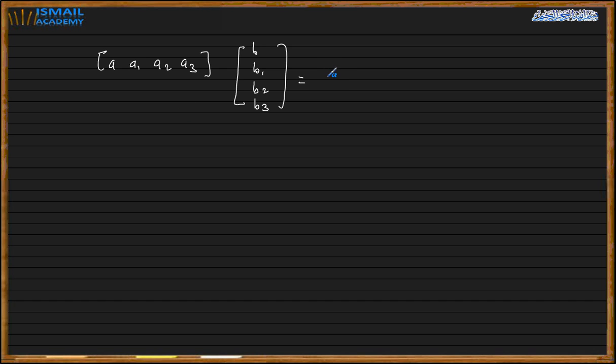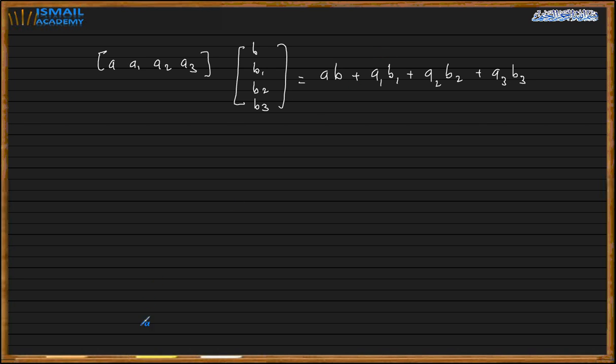So here we will have A1 B1 plus A2 B2 plus A3 B3. You multiply the first entry with the corresponding entry, plus the second entry, plus third, plus fourth, and so on. So that is how you multiply row by column.